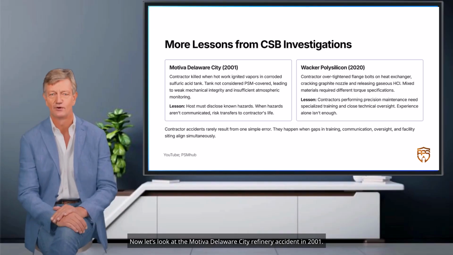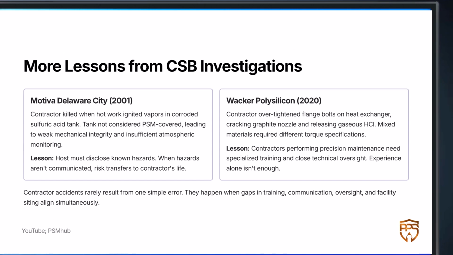Now let's look at the Motiva, Delaware City refinery accident in 2001. In this case, a contractor was killed, and 8 others were injured when a spark from hot work ignited flammable vapors inside a sulfuric acid storage tank. The investigation revealed that the tank was severely corroded, with holes in the roof and shell that allowed flammable vapors to escape into the surrounding area.